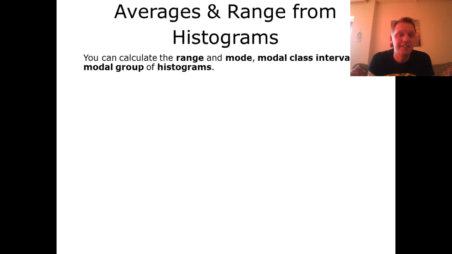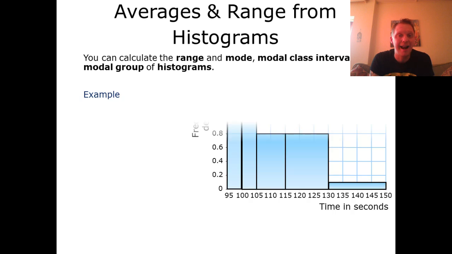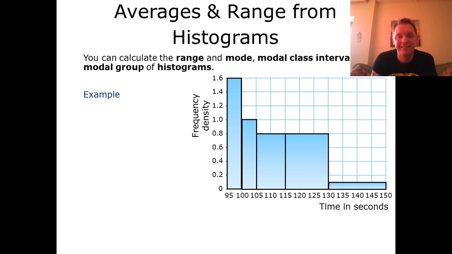So we're going to be looking to calculate our averages, our mean, mode, median, and also we're going to be calculating our range. So first of all, we're going to be looking at our range. So here we've got a table, our histogram, and our range is quite simply our biggest take away smallest, so 150 take away 95, our biggest value and smallest value, and then that gives me a range of 55.